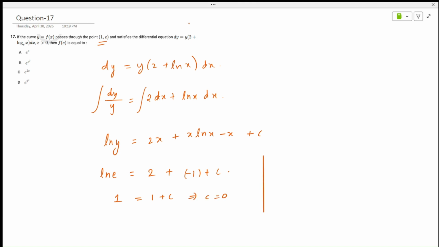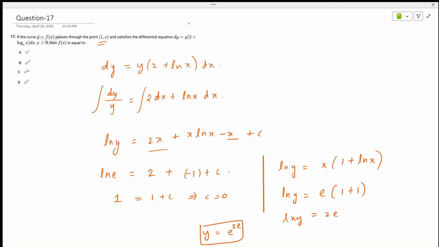So our equation is ln y equals, if you take x common, x of 2 plus, not 2 actually, because 2x minus x becomes x, so x of (1 plus ln x). So let us find f of e. That means let us find the value of y if x equals e. So ln y equals e of (1 plus ln e), ln e is 1. So we'll get 2e here, ln y here. So y equals e power 2. That is option C.